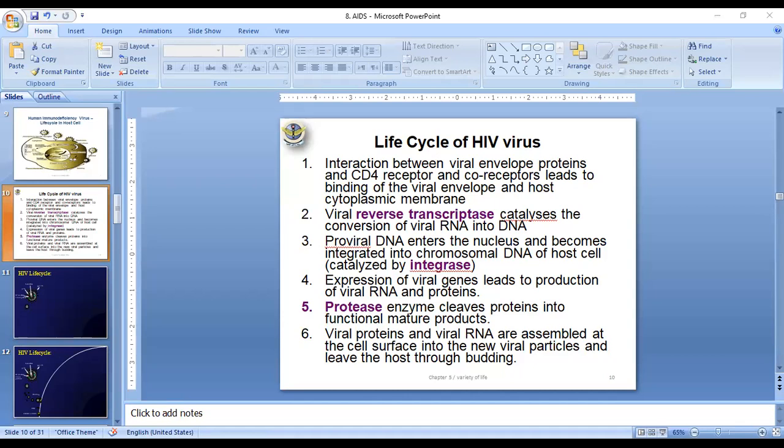This is a summary of the life cycle of the HIV virus. I have displayed this slide so that you can see the short questions that you can expect from this topic. For example, interaction between viral envelope proteins and CD4 receptor and co-receptor leads to the binding of the viral envelope and host cytoplasmic membrane.